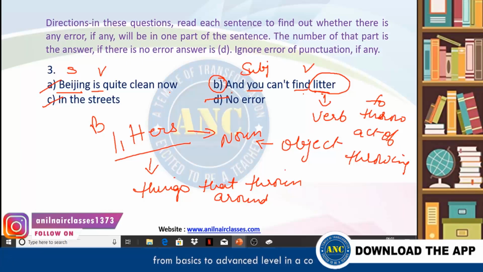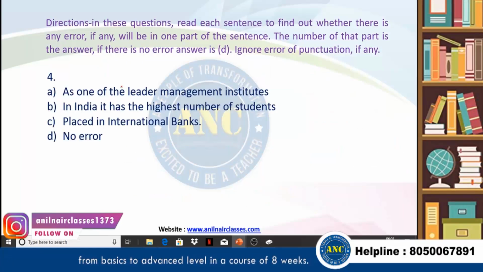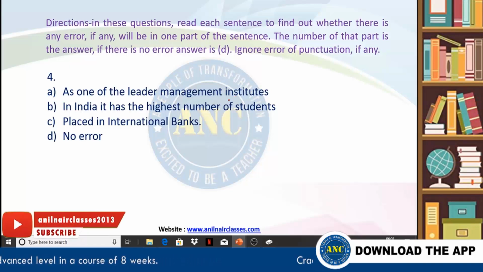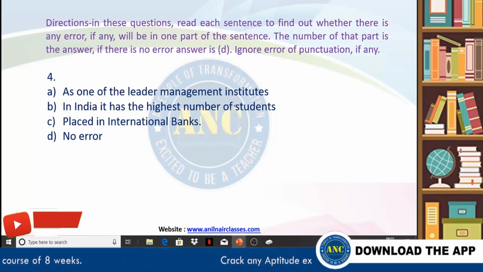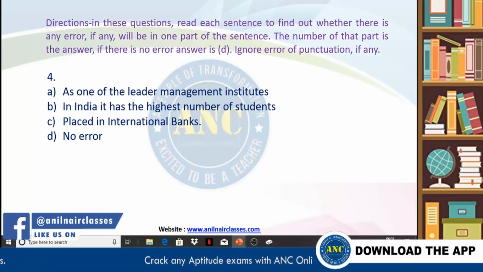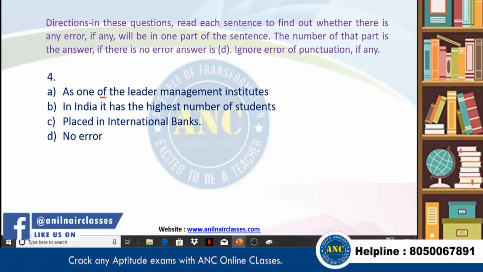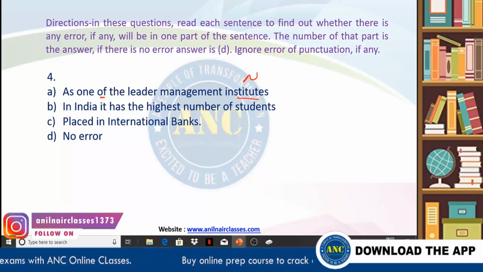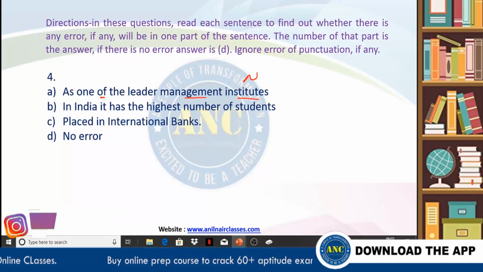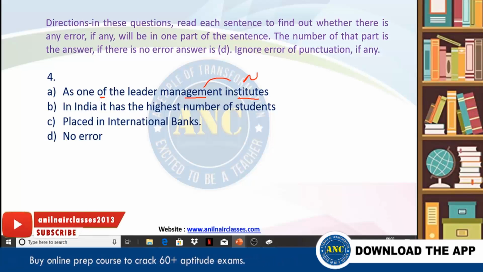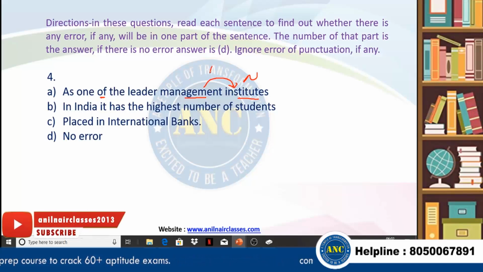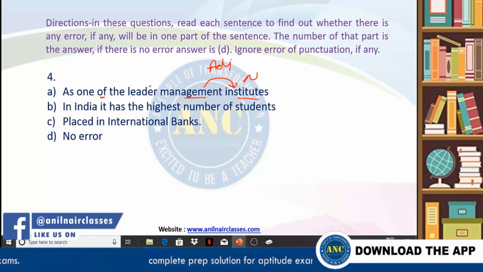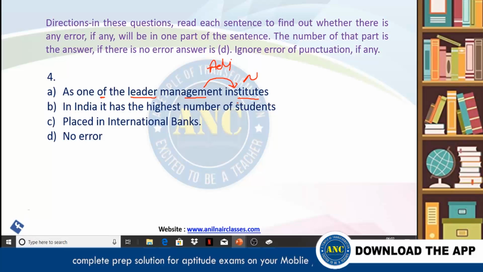Let's move ahead to the next slide. Great. As one of the leader management institutes. So fine. As is a conjunction. Of is a preposition. So I ask of what? Of institutes. I get the noun. What kind of institutes? Or what type of institutes? Management is telling something more about institutes. I need an adjective. What kind of management institutes? Is it a leader management institute?